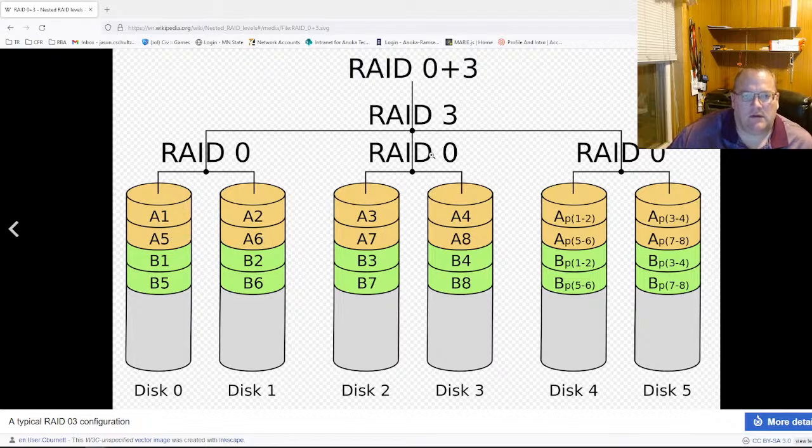Oh, this has 3 layers. Oh, no, only 2. So this is a RAID 3. And a RAID 3 means this last one is a parity bit. So the parity strips. The parity for this one is over here, and then the parity for this one's over here, and it just goes down like that. And that's actually pretty interesting.